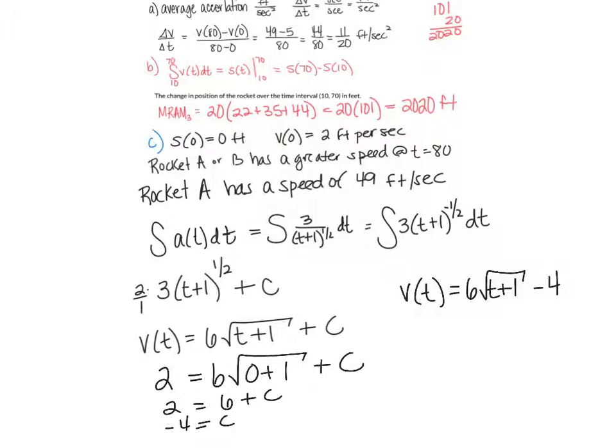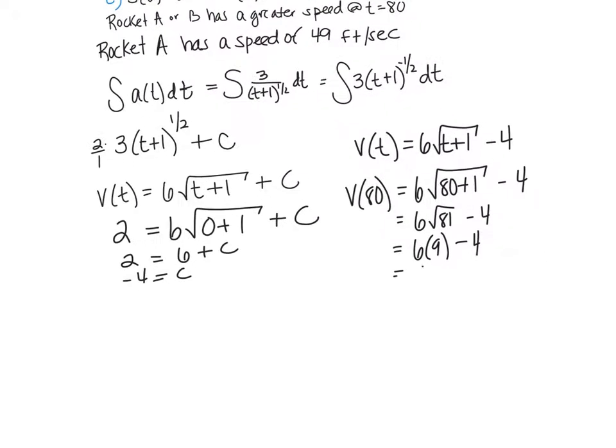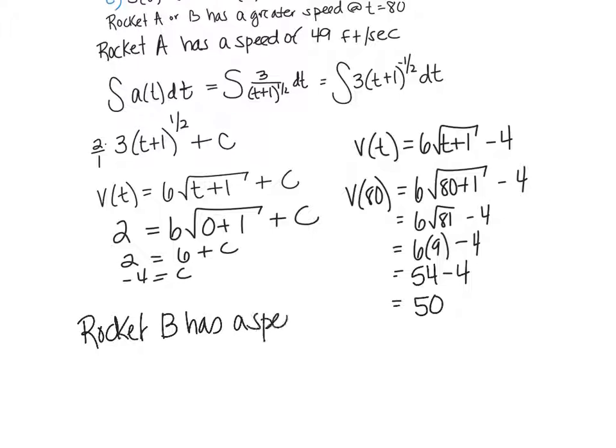So we want to know which has a greater speed at time 80. So we need to find the velocity of this rocket at time 80, which is 6 square roots of 81 minus 4, which is 6 times 9 minus 4. 6 times 9, hopefully you know that, is 54, minus 4, which is 50. So rocket B has a speed of 50 feet per second.